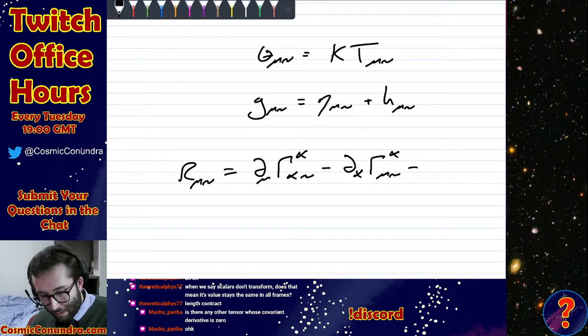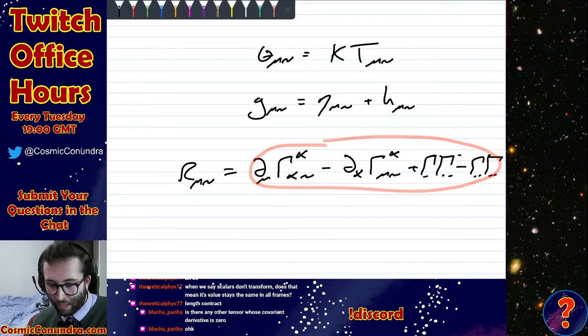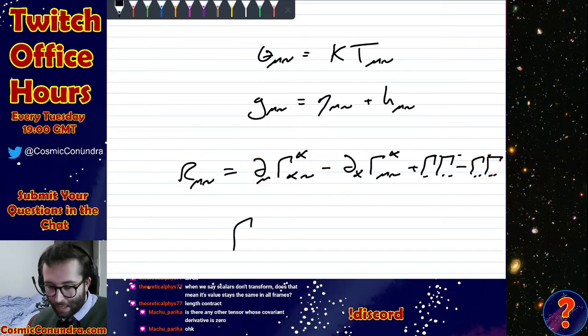And then there are some products of tensors, and a product of different ones with different indices. It looks like this, with these Christoffel symbols, which are in themselves actually not tensors, but this combination of them is a tensor.